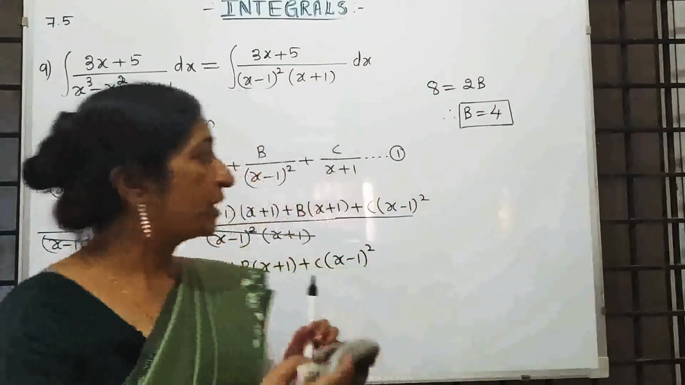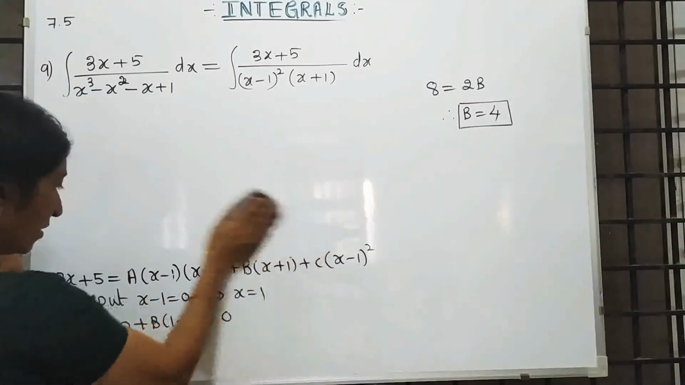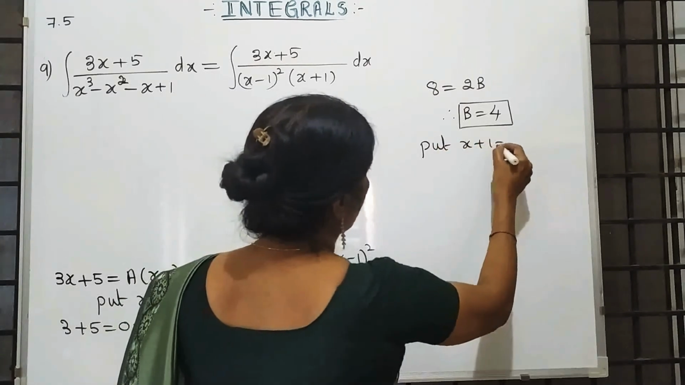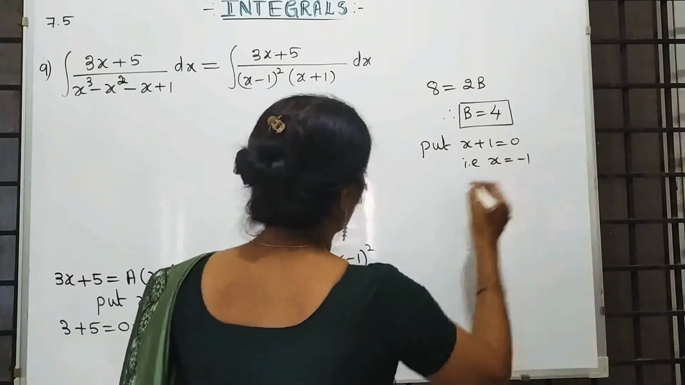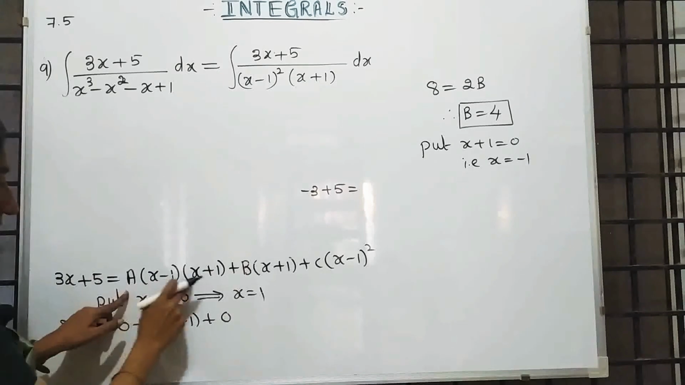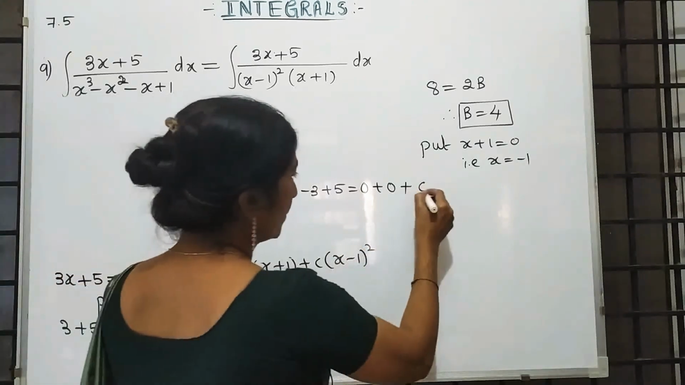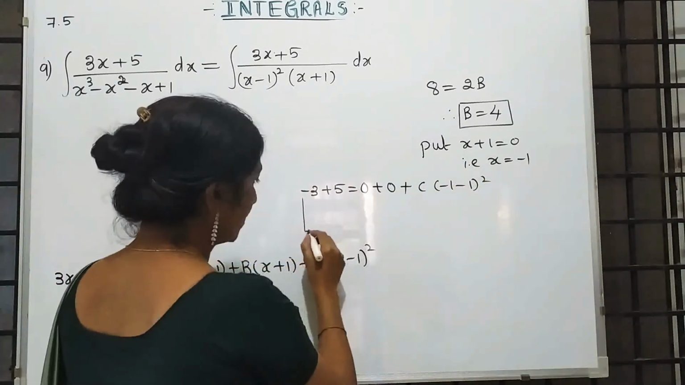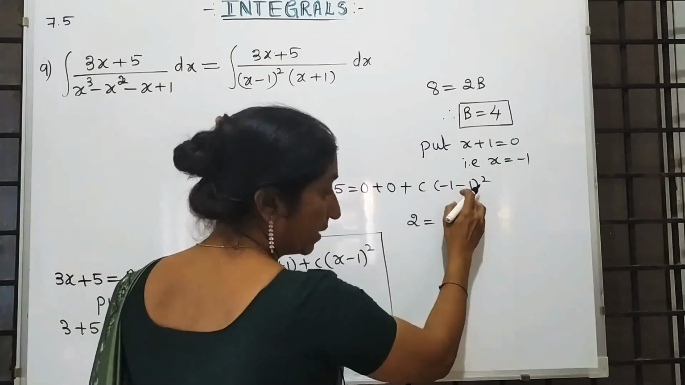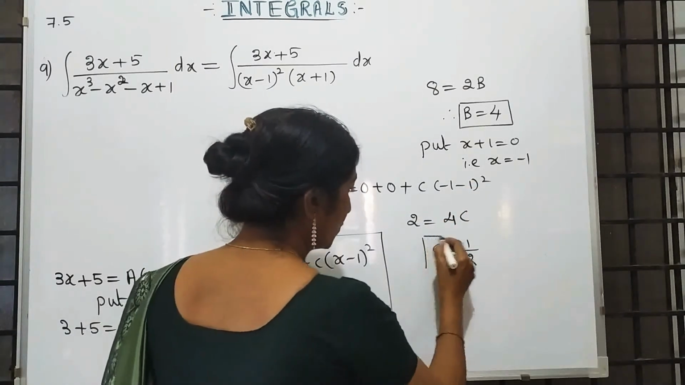We have only two linear equations. We selected first one. Now moving to the next linear. The next linear is what? x plus 1. Put x plus 1 is equal to 0, that is x is equal to minus 1. It is minus 3 plus 5. Anyhow a is 0 because minus 1 plus 1. But plus b is also 0. c is minus 1 whole square. Now it is 2 is equal to minus 1 minus 2 whole square is 4c. So c is equal to 1 by 2.